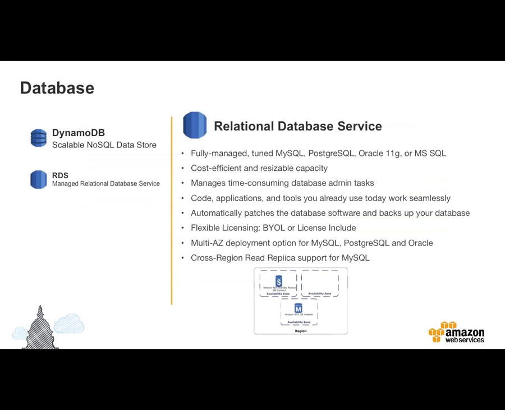So now let's talk about database services. So you can run MySQL or Postgres or Oracle or SQL Server on your own on EC2, but we also have a managed option called Relational Database Service. So the Relational Database Service allows you to run a MySQL, Postgres, Oracle, or Microsoft SQL database that we manage for you. We manage the patching. We manage the backups. The backups go automatically to S3.